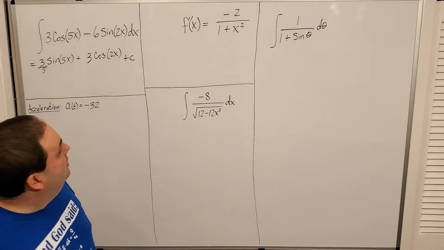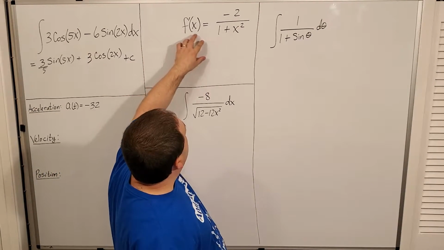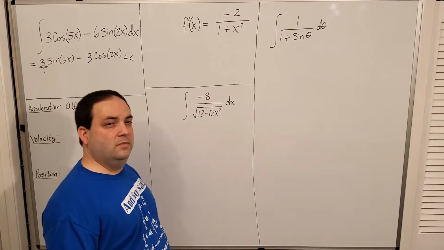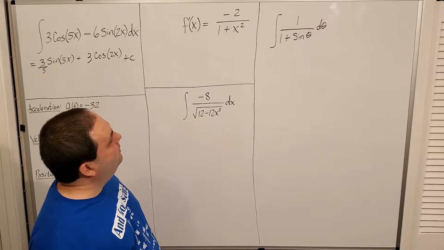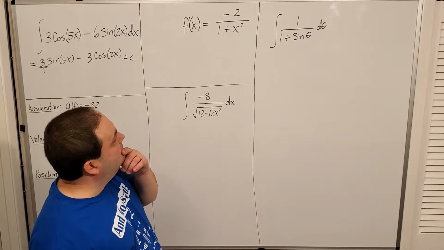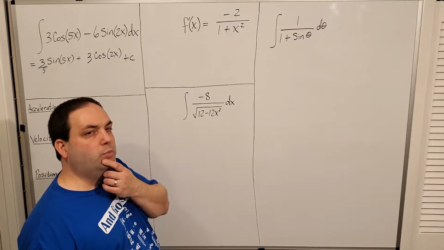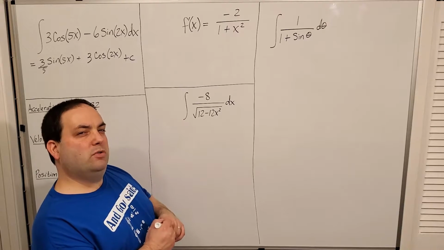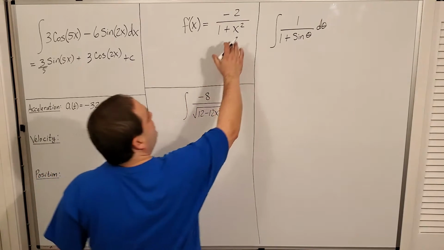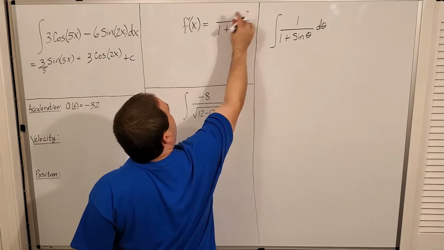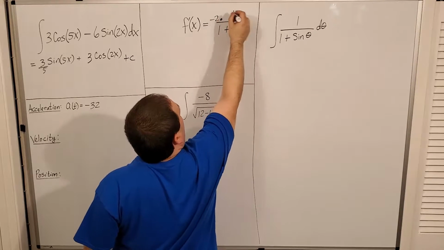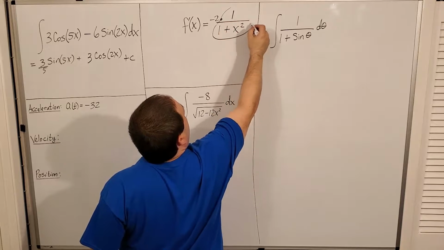Over here, f prime of x is negative 2 over 1 plus x squared. That does look a little familiar, doesn't it? I remember seeing the over 1 plus x squared. Maybe that negative 2 is just a multiplied number. If it is, then I should be able to just do this. Negative 2 times 1 over, right? And there it is, right?